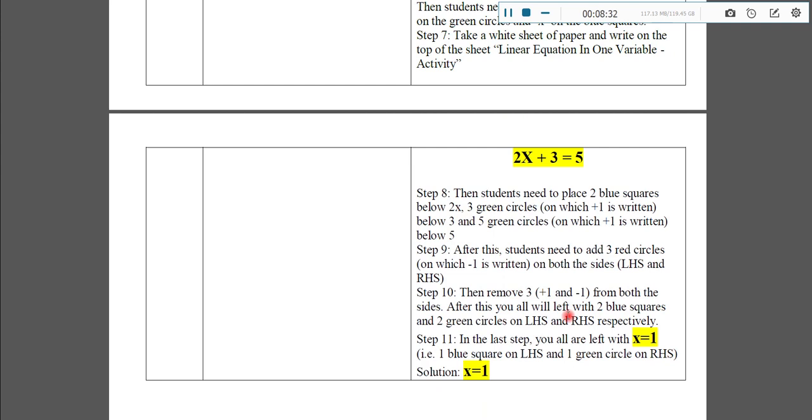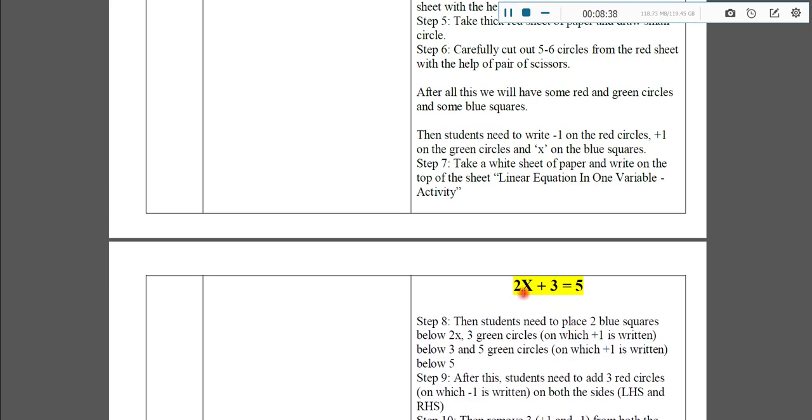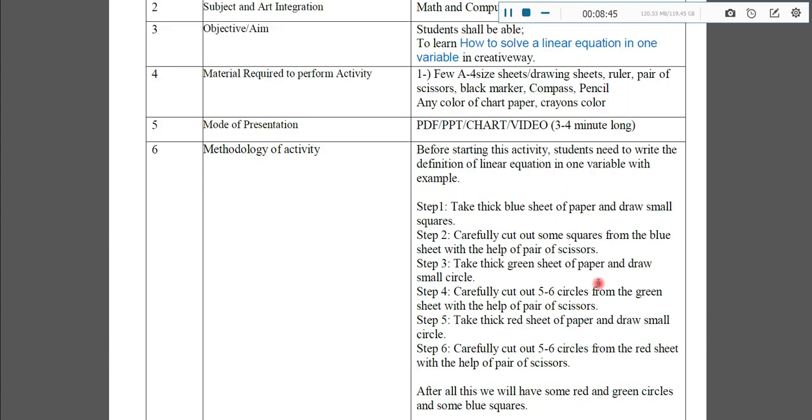Use different sorts of colors and color papers, and it is not necessary that you only solve this linear equation. If you want, you can take any other linear equation also.